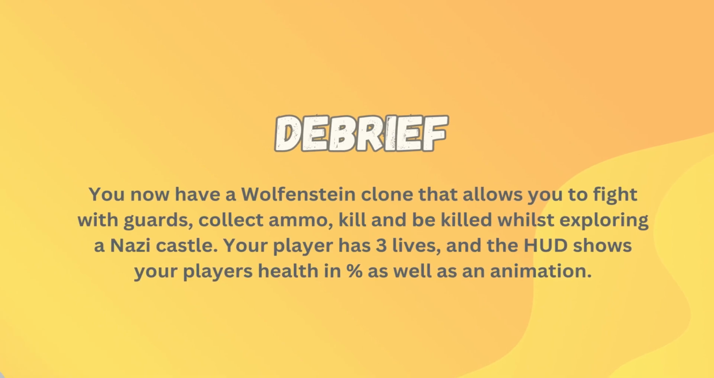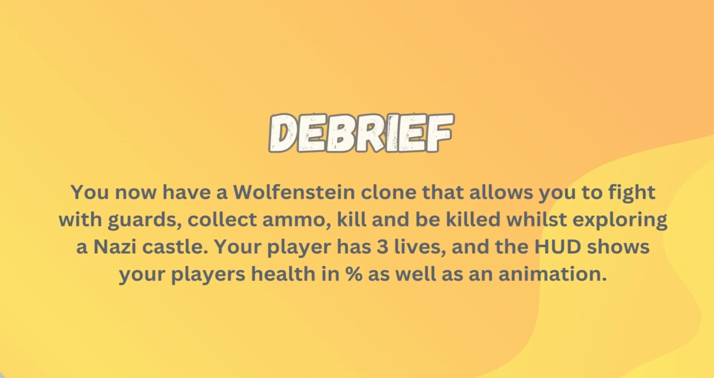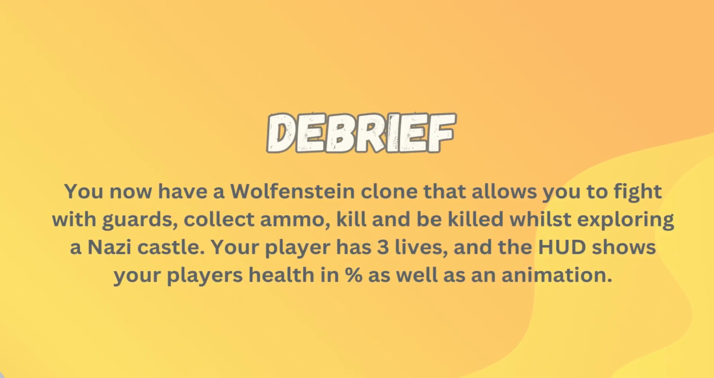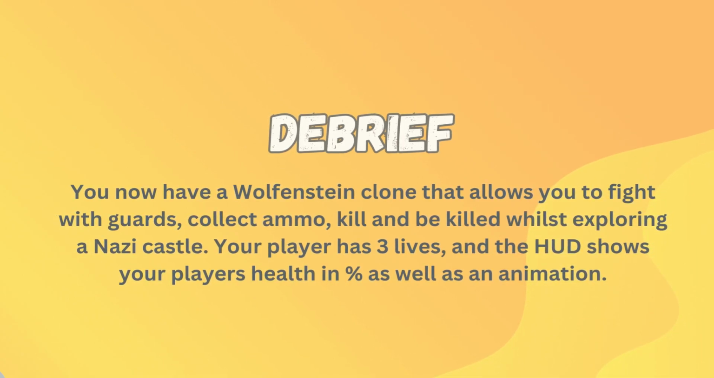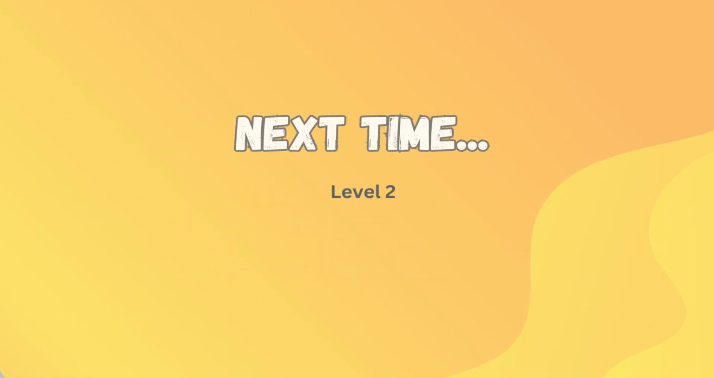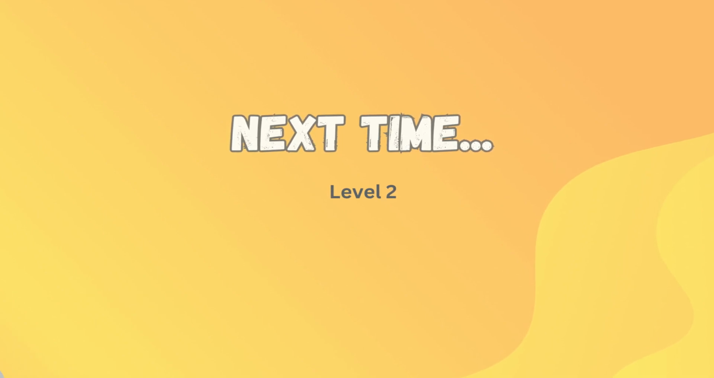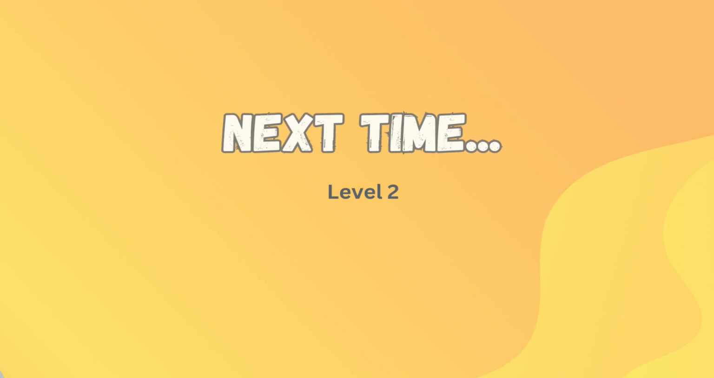So if you've got all of that done, you should now have a Wolfenstein clone that allows you to fight with guards, collect ammo, kill and be killed whilst exploring your Nazi castle. Your player has 3 lives. They've got a HUD that shows the health in percentage as well as the animation. All that info is there now with your ammo and all that too. Next time, we'll finish off working on our HUD in a few other ways, and we're also going to have a look at how we transition to the next level.